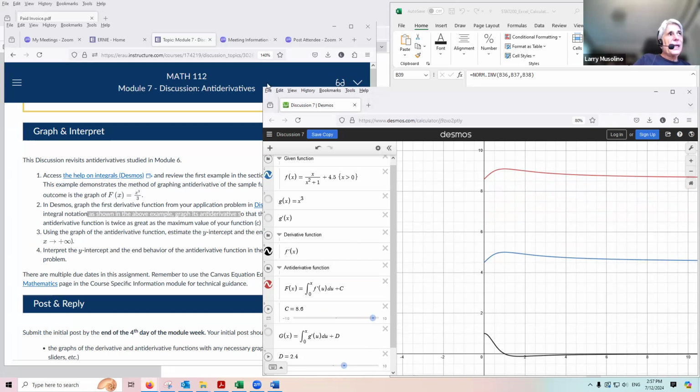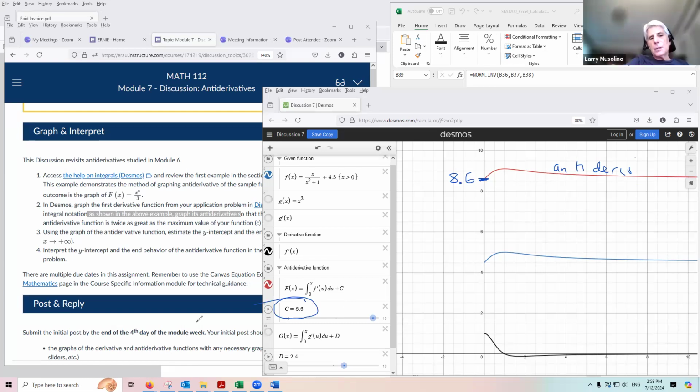What about the y-intercept of the red graph? So remember, this red graph is the antiderivative function. What about the y-intercept? Well, if you notice right here, the y-intercept is about 8.6, and that's the value of the constant.